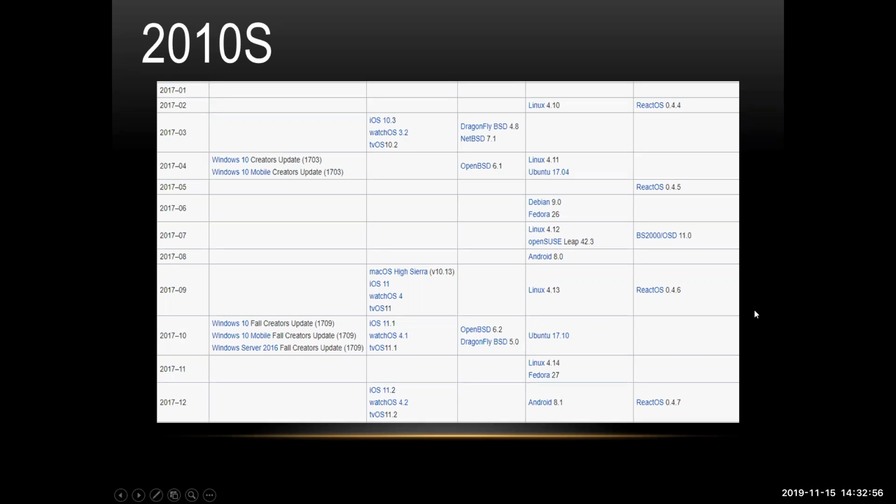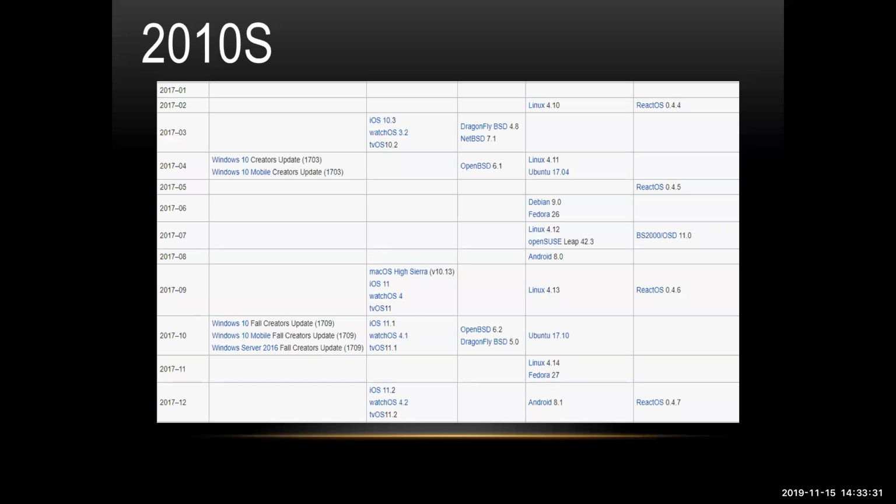Then year 2017 came. We started with February of 2017. We had Linux 4.10 and React OS 0.4.4. During March, we had iOS 10.3, Watch OS 3.2, tvOS 10.2, Dragonfly BSD 4.8, NetBSD 7.1. And then April, we had Windows 10 Creators Update 1703, Windows 10 Mobile Creators Update 1703.